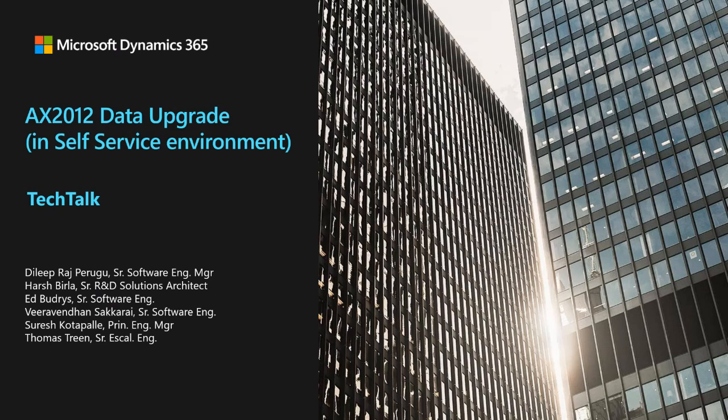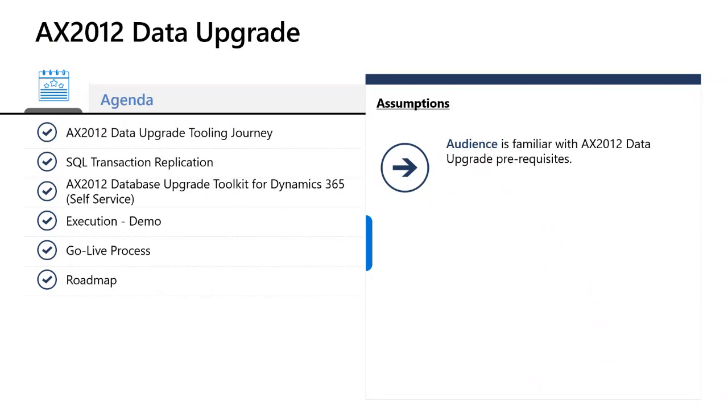Without further delay, let's go ahead and talk about agenda. What we are going to cover today is the AX 2012 data upgrade tooling journey, looking at the various toolkits that we had from an AX 2012 data upgrade perspective. Talk about our latest investment using SQL Transaction Replication. Talk about the AX 2012 database upgrade toolkit for Dynamics 365 that actually works in self-service environment. And we have a pre-recorded demo to show you how this toolkit works from a data upgrade perspective. And then talk about the go live process. What should be the typical go live process from a data upgrade perspective for AX 2012 customers, and talk about some of the roadmap and future investment.